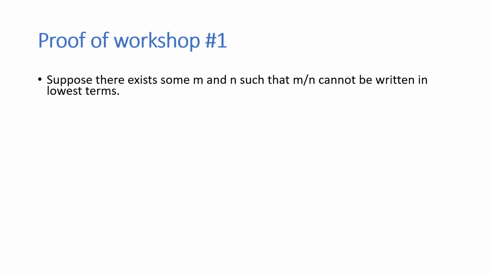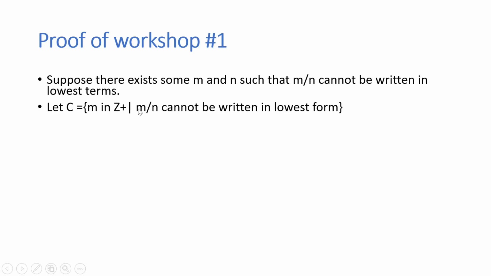So here's the proof. Let's suppose that there exist some m and n such that m over n cannot be written in lowest terms. Let's define a set C, which is the set of all these m's in Z plus, the positive integers, where m over n cannot be written in lowest form. In other words, these are the set of all numerators of the numbers of the form m over n, where they cannot be written in lowest form for whatever the reason.